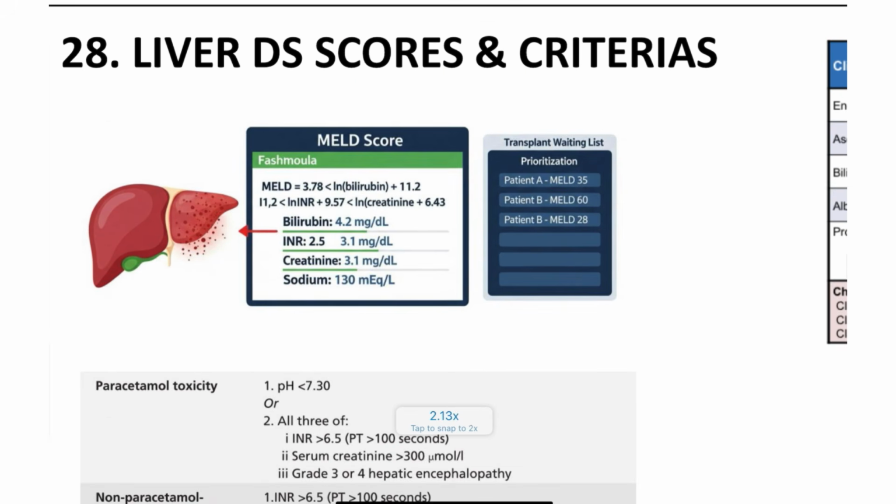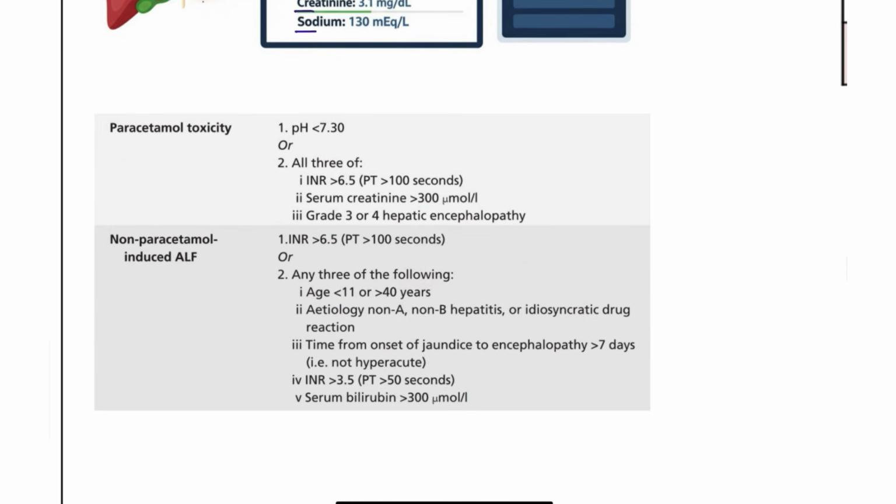Liver diseases, and the MELD score consists of bilirubin, INR, creatinine and sodium. You don't have to know the values. What is present? Bilirubin, INR, creatinine and sodium. Okay. Paracetamol toxicity and non-paracetamol toxicity. This is also a criteria that we are going to follow. This is known as King's College criteria. Again, in the criteria, you don't have to know the values.